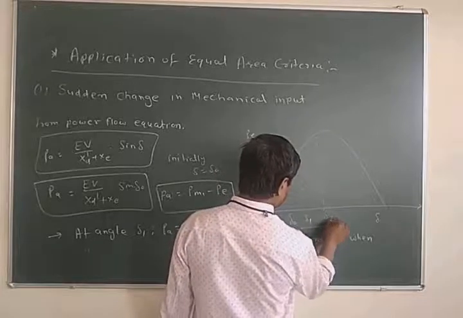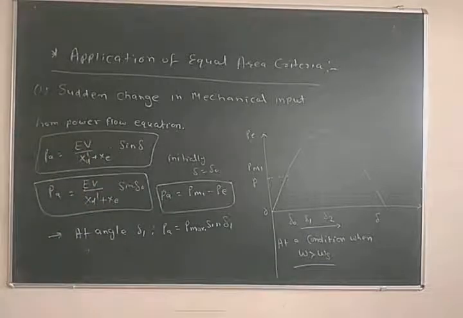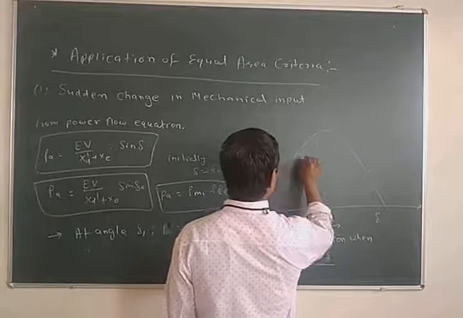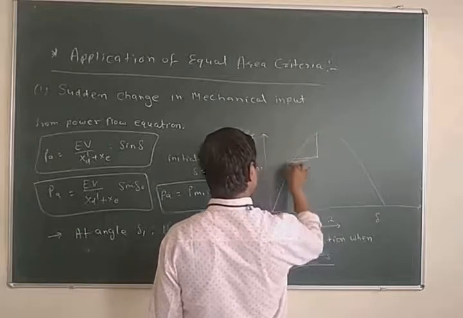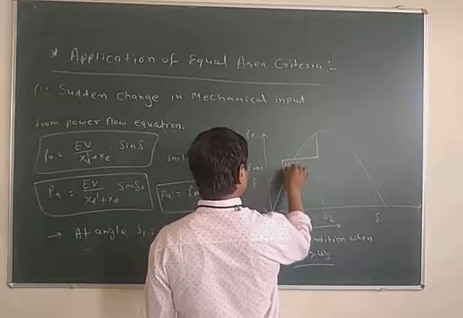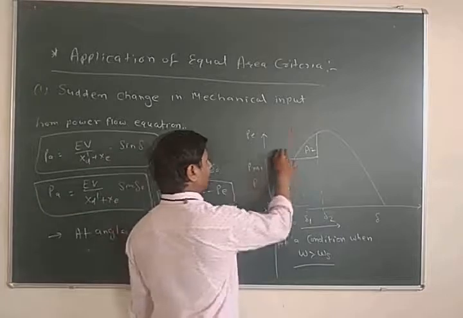Suppose this is del 2. At rotor angle del 2 our machine will start decelerating. So here from equal area criteria we can understand the phenomena of accelerating as well as decelerating power. So accelerating power is this and decelerating power we consider this. So this is the decelerating area and this is the accelerating area. Area A1, area A2. This is the accelerating area.